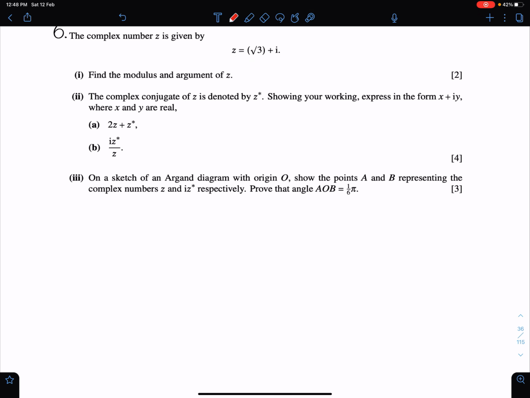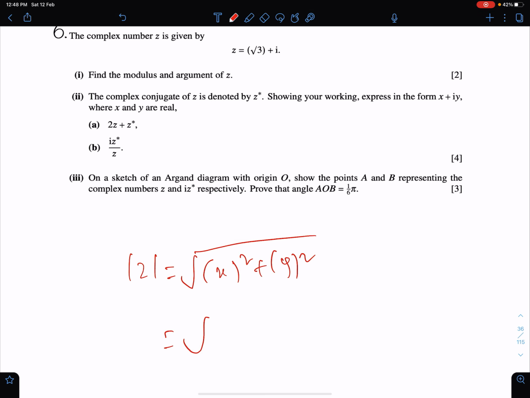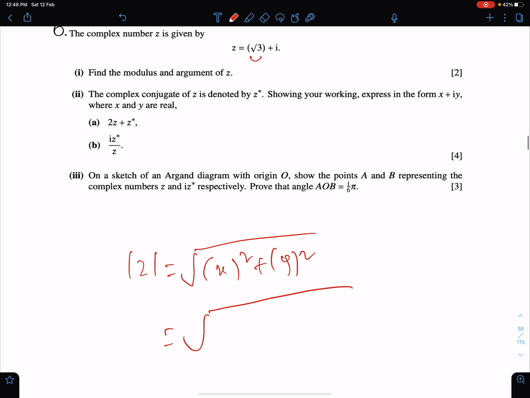See, we have done modulus in the last lecture. The formula of modulus is the square root of x square plus y square. So this is x, so root 3 square will become 3, and the coefficient of i is 1, so 1 square is 1, so the answer is 2.